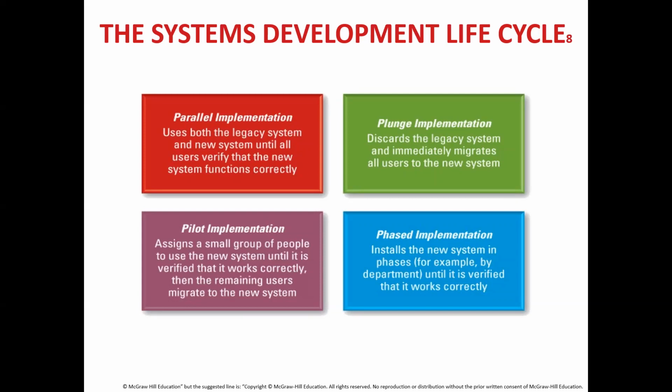Phase implementation installs the new system in phases, for example, by department, until it is verified that it works correctly. Phase implementation is a method of system changeover from an existing system to a new one that takes place in stages. As an example, think of a supermarket. In this supermarket, the checkout system is being upgraded to a newer version.